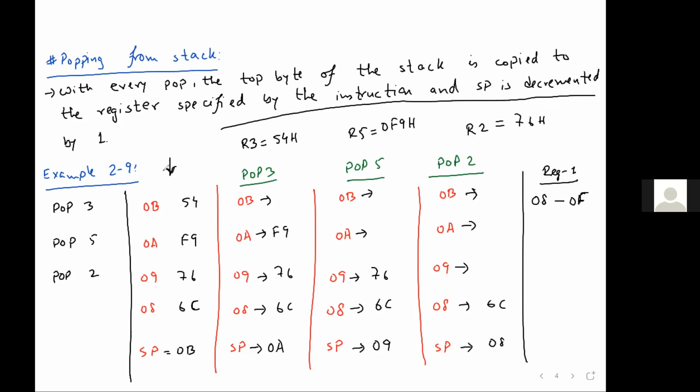I mean, in this particular figure, you see that 08, 09, 0A and 0B, all of them have got some content within themselves, right? Yes, sir. So definitely the value of stack pointer will be 0B. I mean, it will point to the highest address.